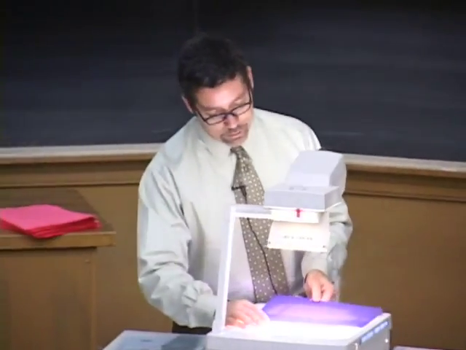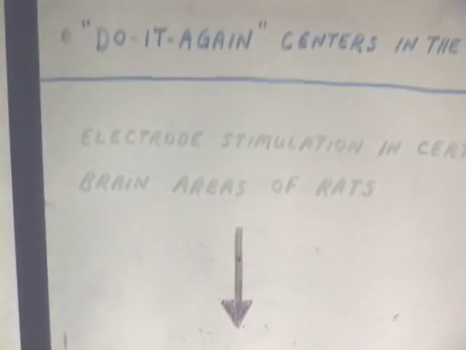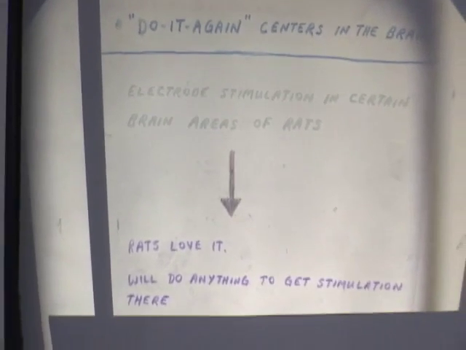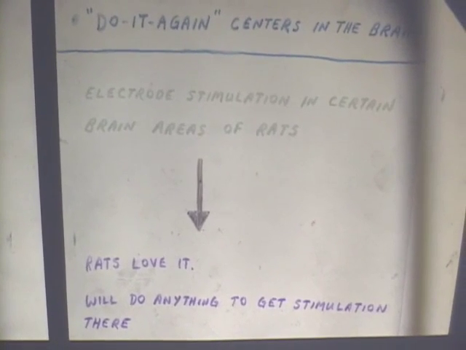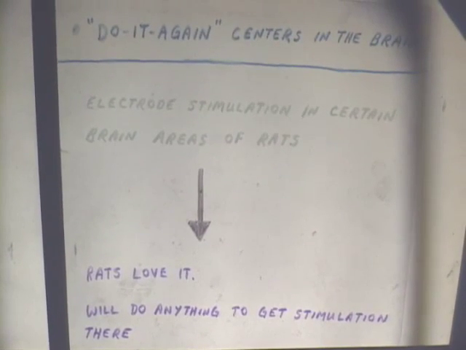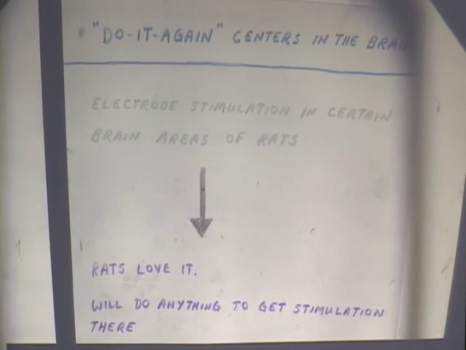Oops, sorry, I should let you write down. Electrode stimulation in certain brain areas of the rats. He found that the rats would do anything to get stimulation there. The problem was he went away, he went out to lunch that day, came back an hour later. They were sitting there still pushing the lever as fast as they could.